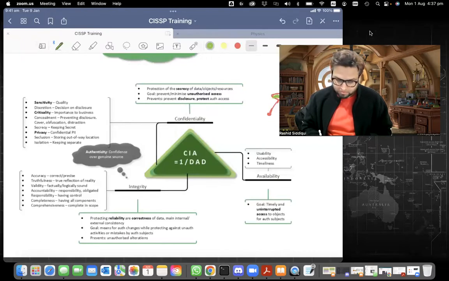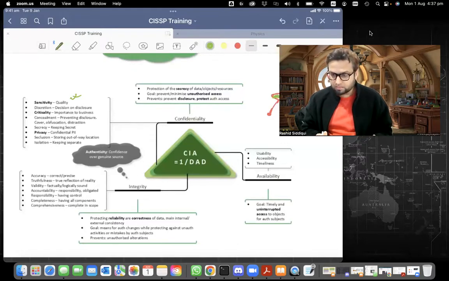With confidentiality, there are certain terms which I discussed in the last video. These are documented here, like sensitivity, which is basically the quality of data. The word sensitivity is most used in information security policies for government organizations, where we say that this information is of higher sensitivity to national security. Those kinds of language we use in government organizations.